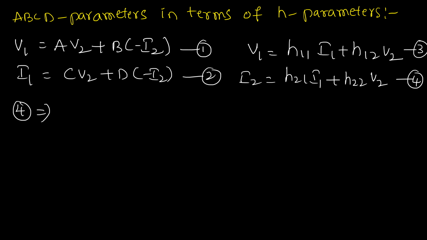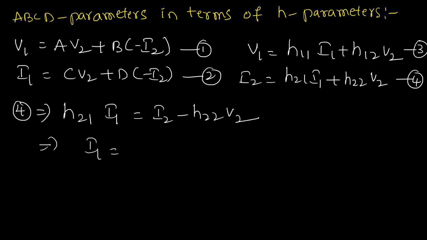Okay, so now from the fourth equation, what can we write? This is H21 into I1 equal to I2 minus H22 into V2. So now what is I1? I1 is 1 by H21 into I2 minus H22 by H21 into V2. Isn't it? Okay, so now let us rearrange this equation.